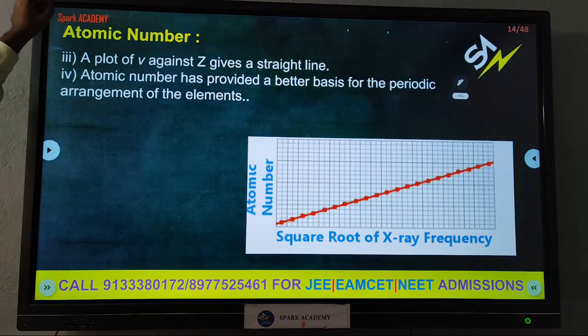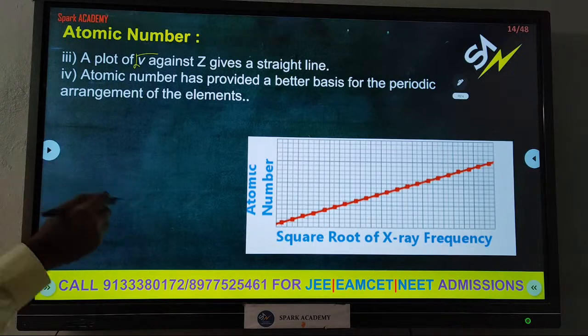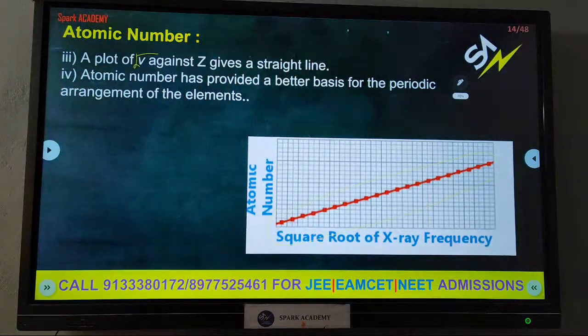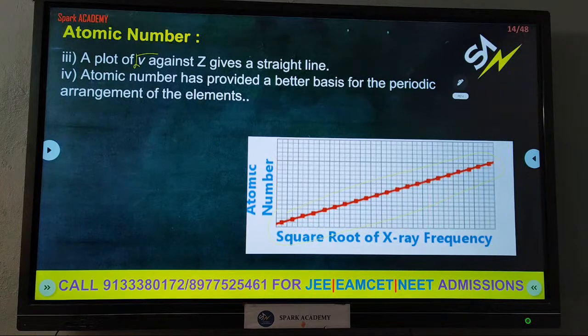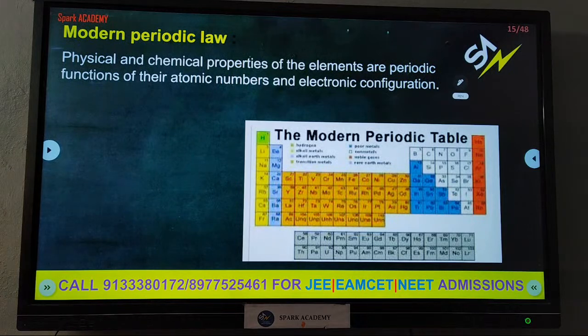He drew a graph, a plot of root of V against Z, the atomic number, and that gave a straight line. So atomic number provided a better basis for the periodic arrangement of the elements. This experiment was very fruitful in giving and explaining the atomic number of the element. Now this gave birth to the modern periodic table.